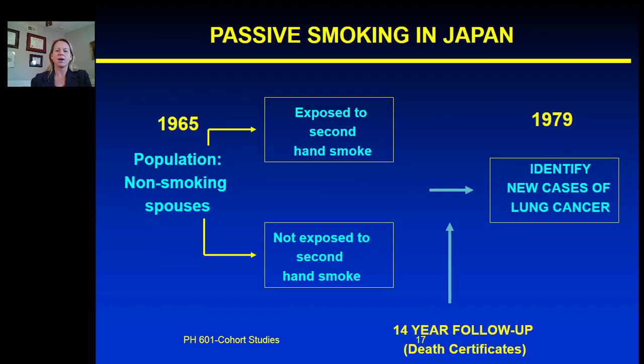It began in 1965, and it categorized people according to their exposure to secondhand smoke, either exposure or not exposure. And then it followed individuals for 14 years to then assess for the outcome, of which included death, and death was assessed by death certificates.